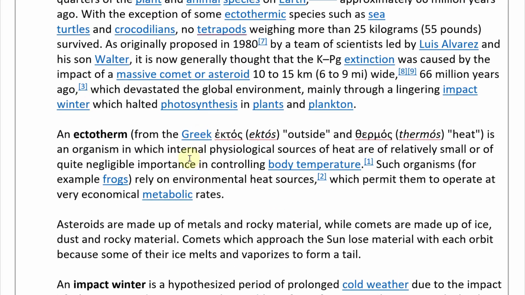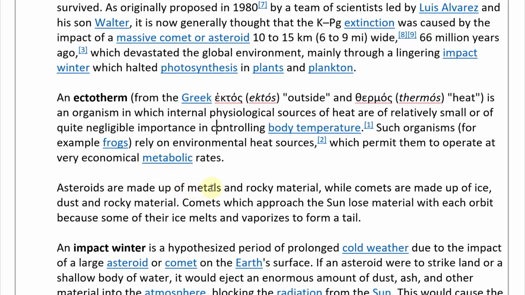So, an ectotherm, from the Greek ektos, meaning outside, and thermos, meaning heat, is an organism in which internal physiological sources of heat are of relatively small or quite negligible importance in controlling body temperature. So basically it doesn't have much internal heat generation, and it's coming from outside. In other words, it's cold-blooded. Such organisms, for example frogs, rely on environmental heat sources, which permit them to operate at very economical metabolic rates. Yeah, so it can conserve a lot of energy. It's just getting the heat from outside.